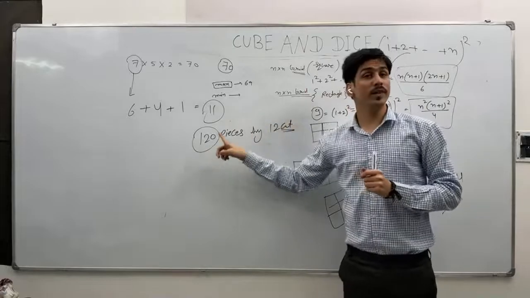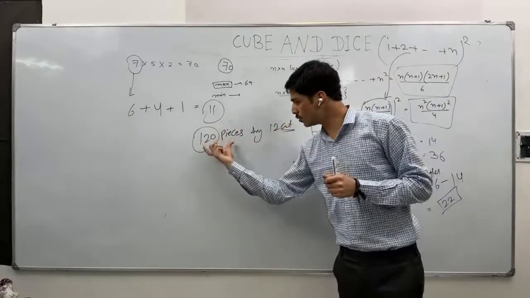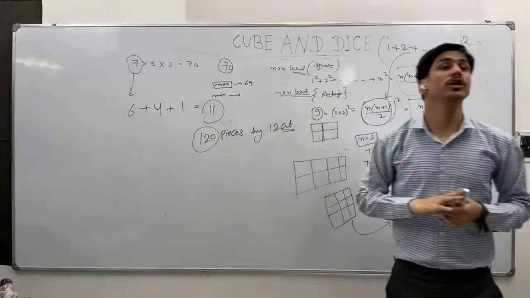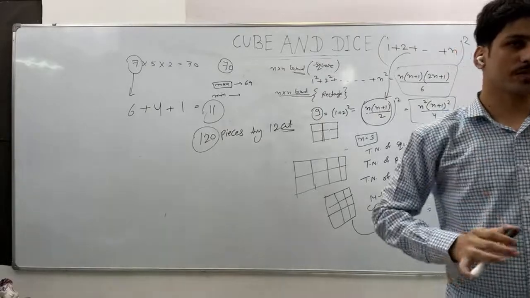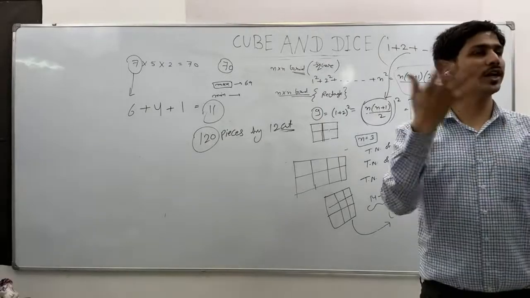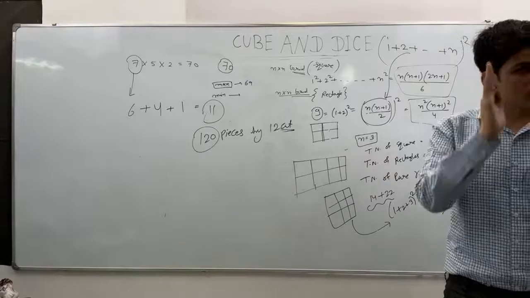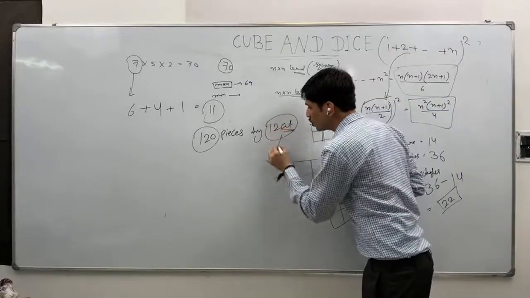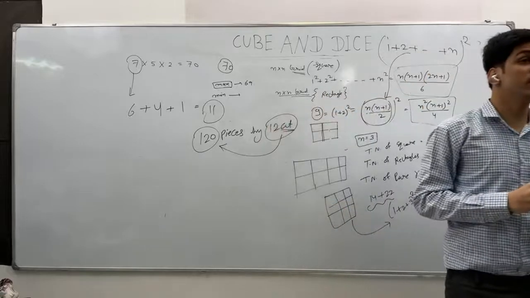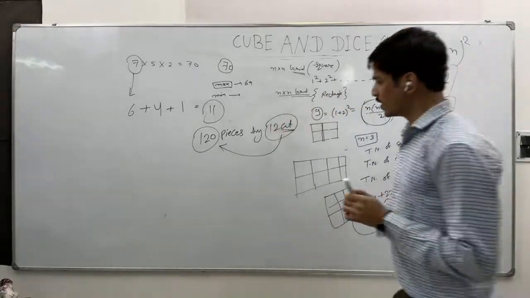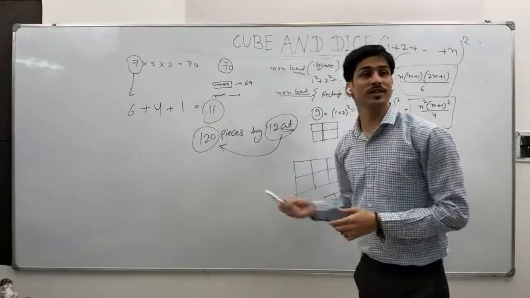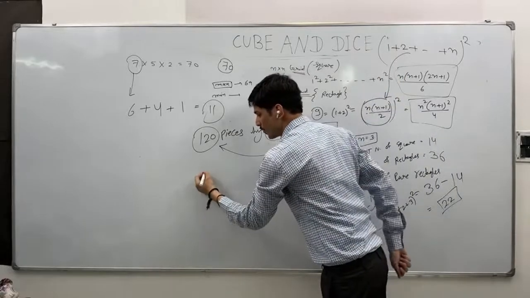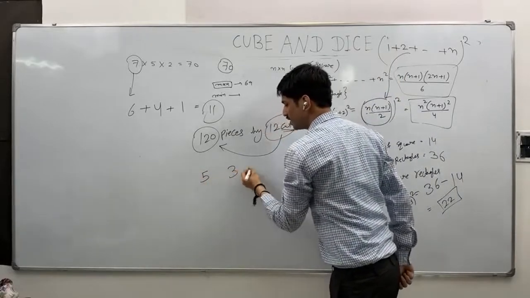But how do we get 120 pieces by making 12 cuts? Is it possible or not? It's not like, sir, I got it in 9 cuts only. No, you have to make 12 cuts and say that we can divide using 12 cuts into 120 pieces. Is it possible? Then tell me the number of cuts. Along the x-axis, how many cuts do you need? 5, then 3, then 4.